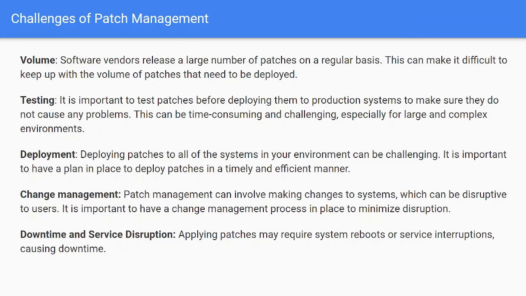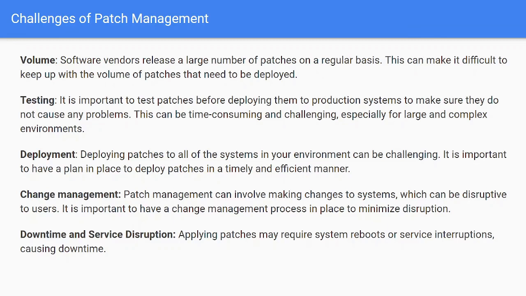Number one is volume. Software vendors release a large number of patches on a regular basis. This makes it difficult to keep up with the volume of patches that need to be deployed. So basically, I told you how patches always come in large numbers, right? Especially in an organization where you have different applications. Let's say you have a Windows server, you have all your Windows devices connected together, you have your network devices, all these devices, and then you have applications on those Windows devices and on those Windows servers.